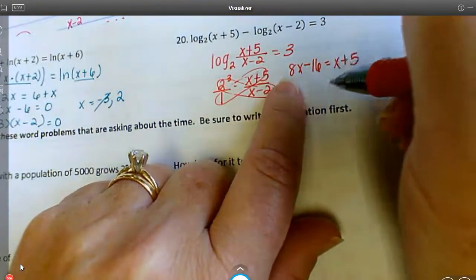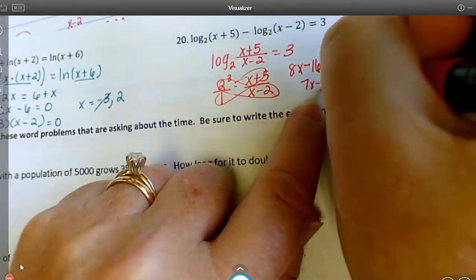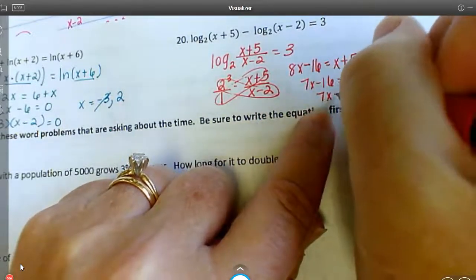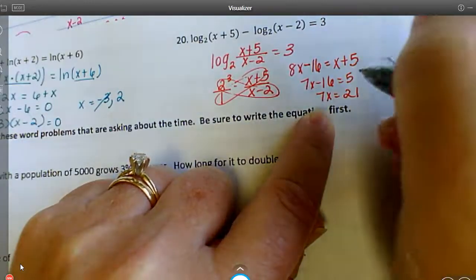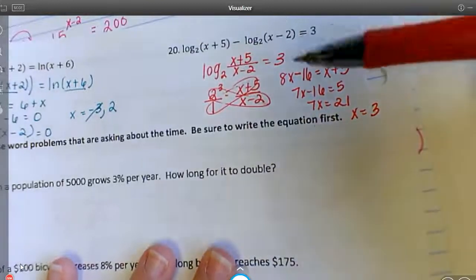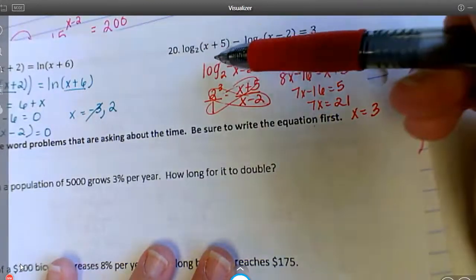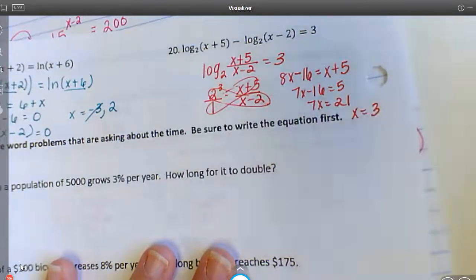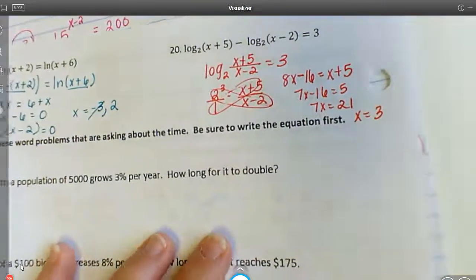Get your x's together. Add your 16. And then divide by 7. And quick glance, 3 minus 2 is 1, 3 plus 5 is good. So we didn't get a negative, so x equals 3 should be okay.